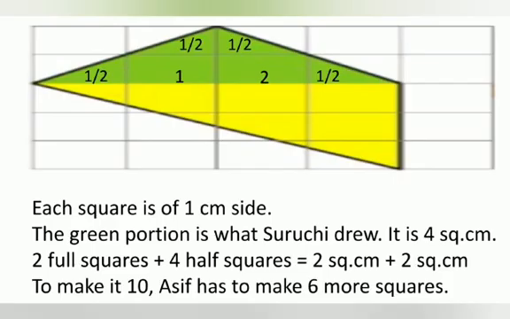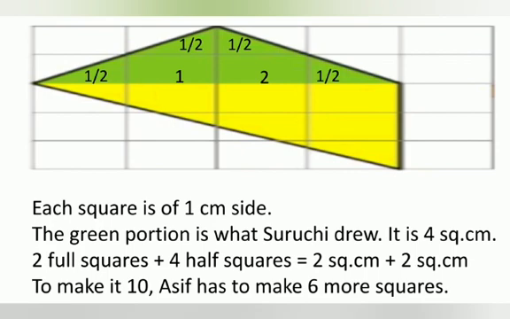The area of each square is 1 square centimeter. Let us now find the area of the green portion. Remember, Suruchi drew 2 lines. You can see 2 full squares here, number 1 and 2. So, the area of these 2 squares will be 2 square centimeter.